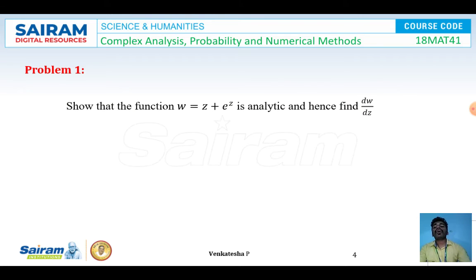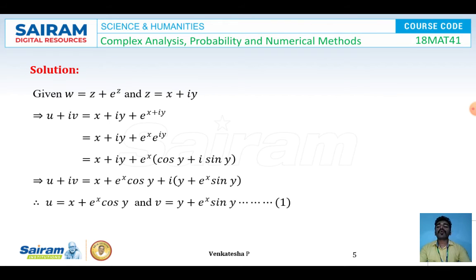Problem number 1, show that the function w is equal to z plus e power z is analytic and hence find dw by dz. First I'm going to take the equation w is equal to z plus e power z and I'm going to replace the complex number z is equal to x plus iy here.